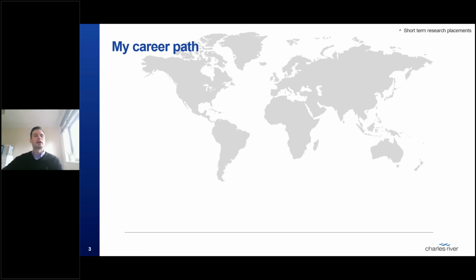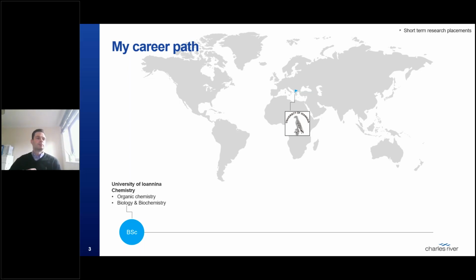So my career path: I studied chemistry, a Bachelor's of Science at the University of Ioannina in Greece. Two subjects particularly took my attention: organic chemistry and biology. So ever since, I tried to combine these two subjects in my future studies. Medicinal chemistry was a very nice discipline that combines both.